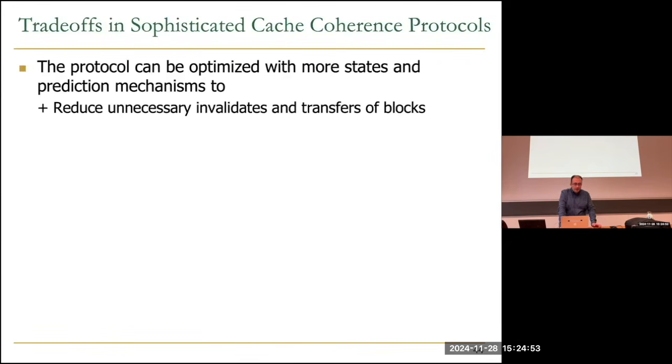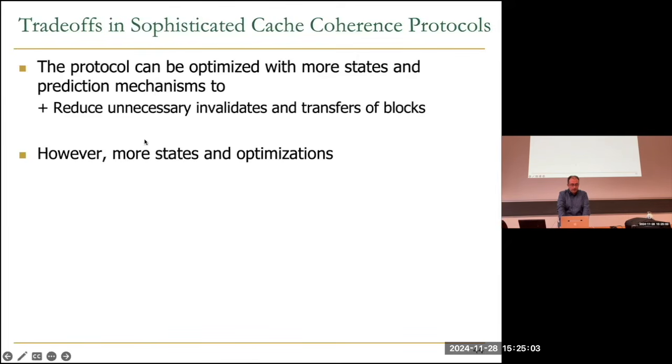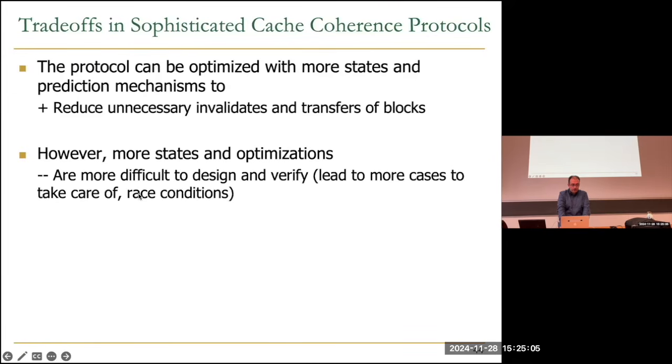But essentially, the trade-off in sophisticated cache coherence protocols is that the protocol can be optimized with more states and prediction mechanisms, so you can reduce unnecessary invalidates and transfers of blocks. However, more states and optimizations are more difficult to design and verify. It's not only about designing them, it's also about making them work and verifying them. As I said, even for MESI that people tested, later on people observed bugs. So it's very hard to make this work.